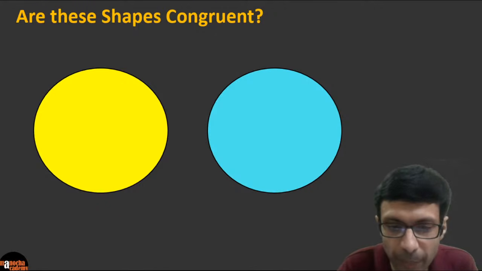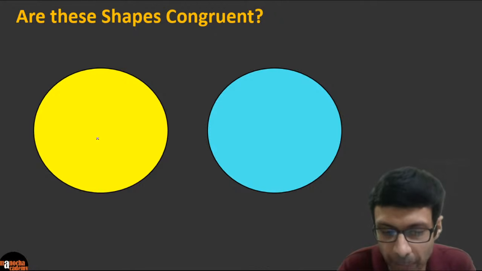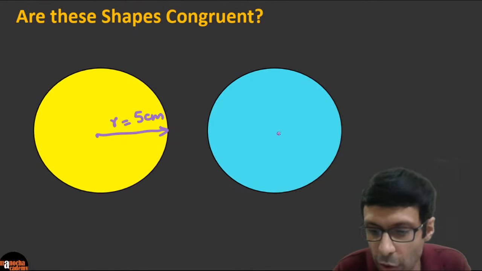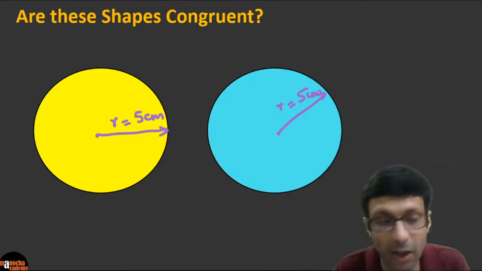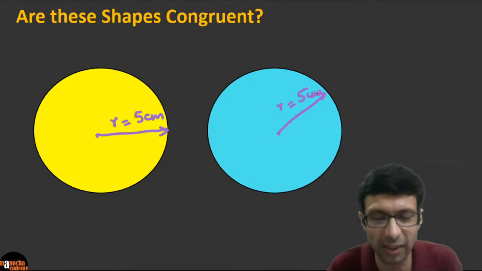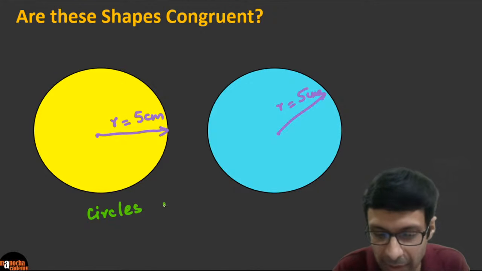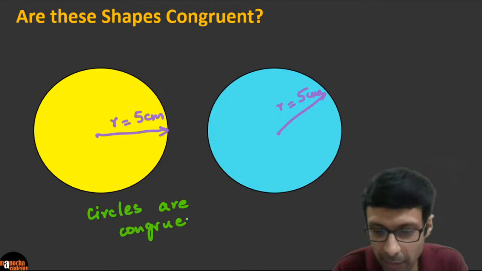Ideally, they should give you the radius or the diameter of the circle. So let's say the radius of this circle was given as 5 centimeters, right? And the radius of this one is also 5 centimeters. So therefore, we can say the circles are of the same size. Excellent, guys. These 2 circles are congruent because they are circles, same shape, same size. Circles are congruent. Very good.